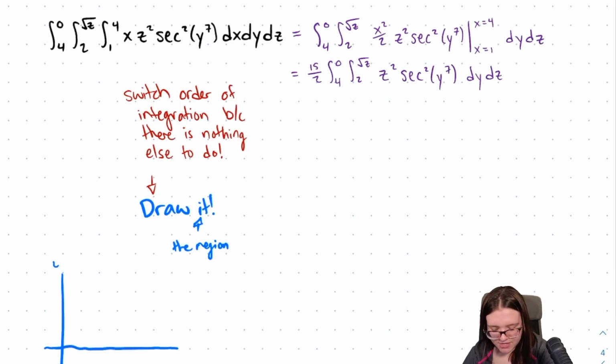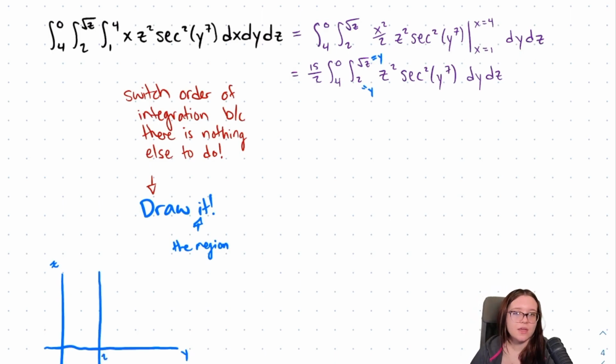I'll label this one Z and this one Y. All right. And our bounds are, well, the inner-most integral sign is for Y. So we are given Y goes from 2 to Y goes to rad Z. So Y equals 2 is right here. And Y equals rad Z should look like this.